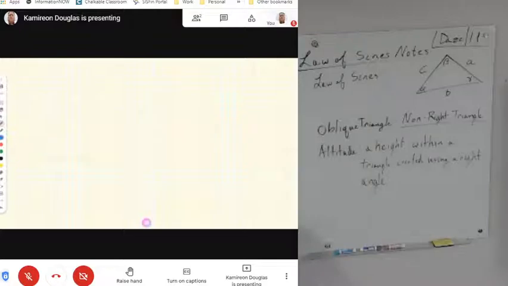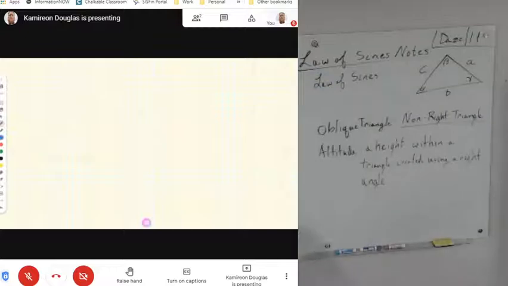An altitude is a height within a triangle created using a right angle. Now, there's actually multiple heights in many different triangles. And so any given triangle, any oblique triangle, can be turned into multiple right triangles using an altitude.